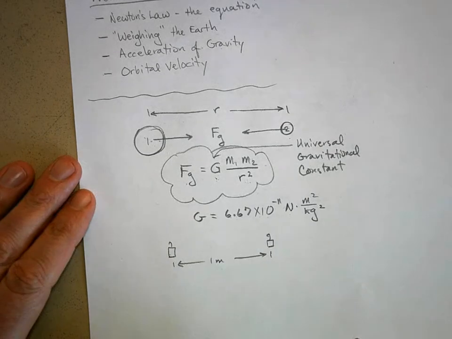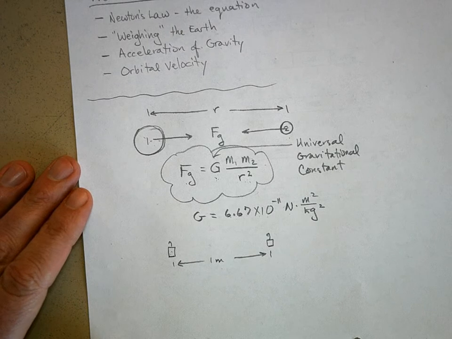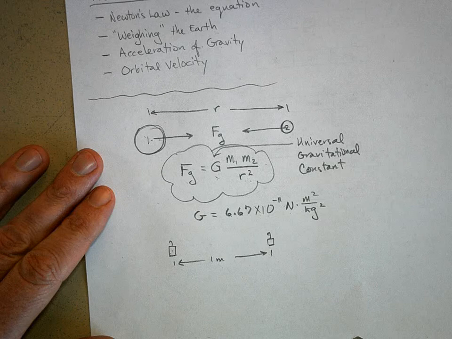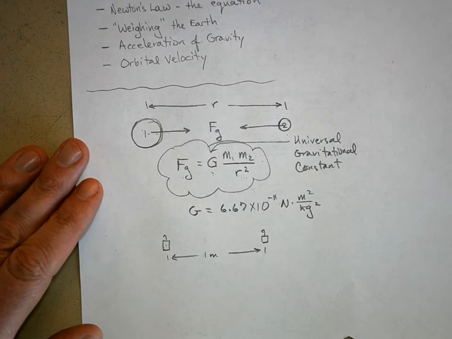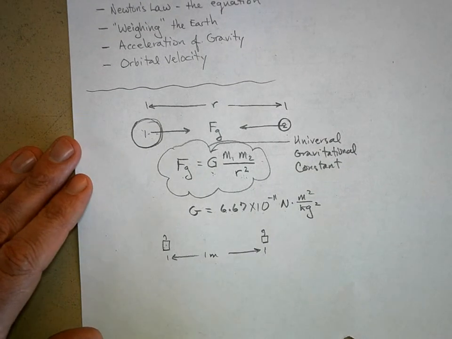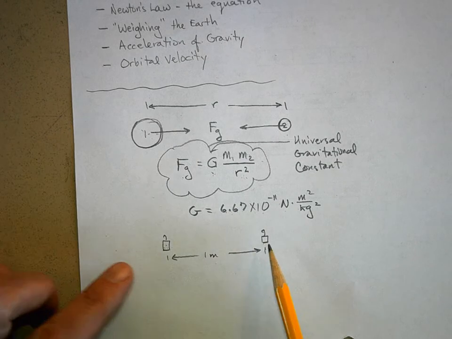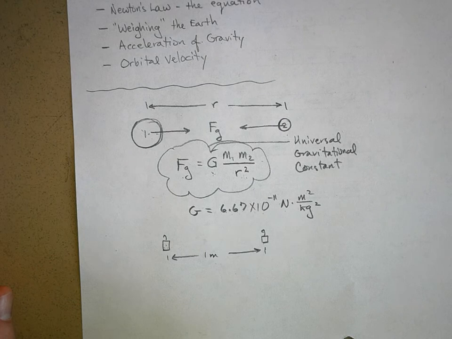Now, if I put these 1 kilogram masses out in space and there's really nothing else around them, this force is there. And if you wait long enough, it might be a couple of months or maybe a couple of years, but these two masses will eventually come together. And this gravitational attraction between particles with mass is what makes stars and solar systems and what holds galaxies together.